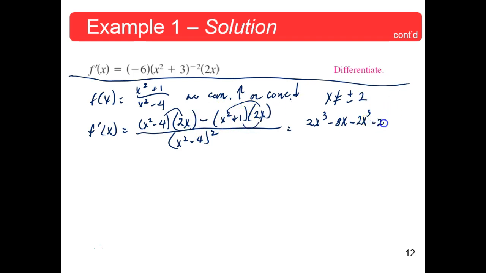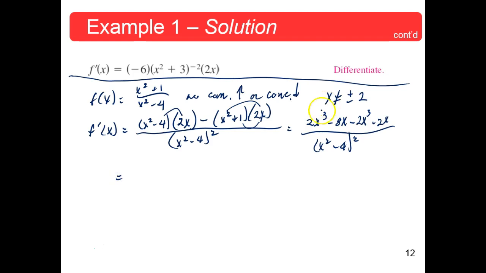Minus 2x. And all this is over (x squared minus 4) squared. That one I almost never say, go on and multiply that out. No, you don't need to. Leave it and square it. The reason I did it this way is we can simplify the numerator.